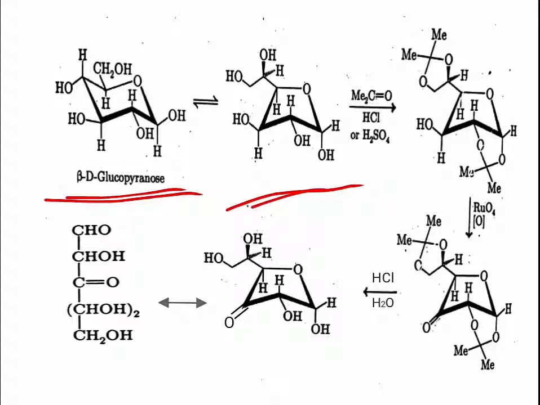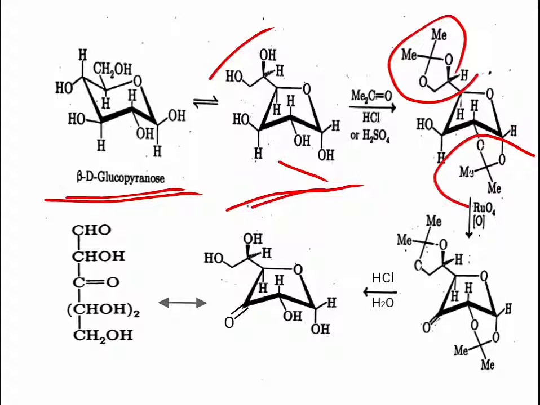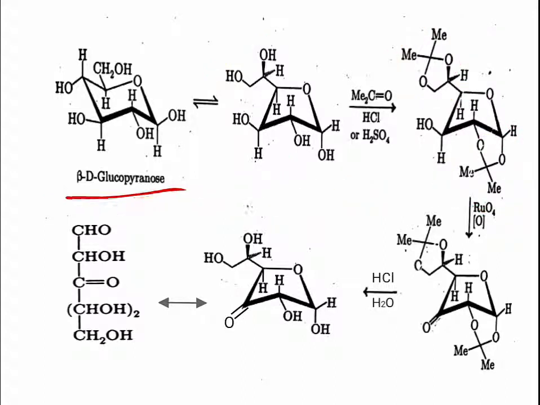Then these OH groups, these two OH and these two OH, which are cis to each other, will form the isopropylidene derivative here and here. Now just add ruthenium tetroxide and you can oxidize this OH. You are just oxidizing it and making it a ketone.